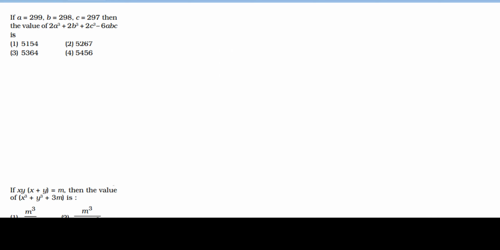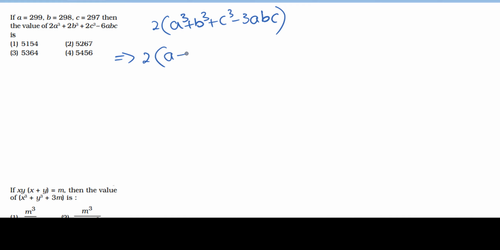Next question. If a equal to 299, b equal to 298, c equal to 297, then the value of 2a cube plus 2b cube plus 2c cube minus 6abc. If you take 2 common, then what it becomes? It's familiar, right? a cube plus b cube plus c cube minus 3abc. But unfortunately the sum of a plus b plus c is not 0, so you cannot simply solve this. So it has its own formula, right?